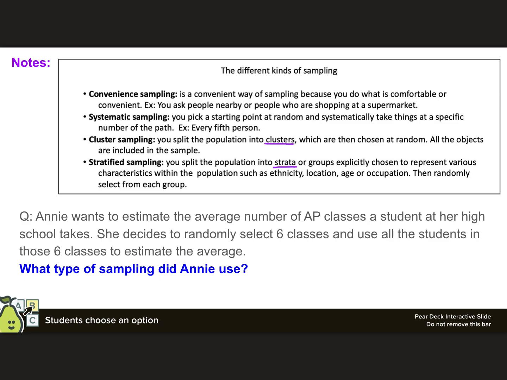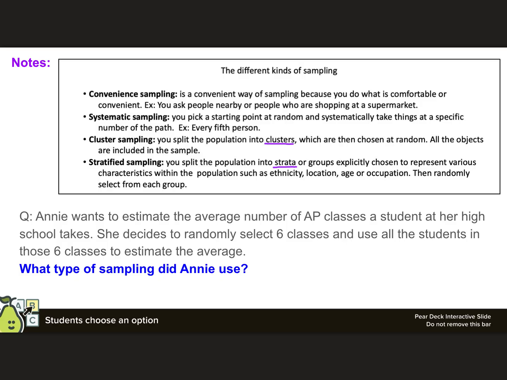Then you want to randomly choose a certain number from each strata. So like the example where you're going to go male, female. Maybe I'm going to randomly pick 5 males and I'm going to randomly pick 5 females. So you're splitting them into groups based on some characteristic, and then you'll randomly pick a few from each strata so that everybody in the population is represented.